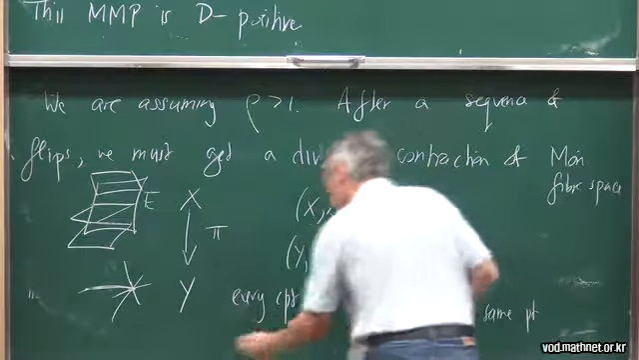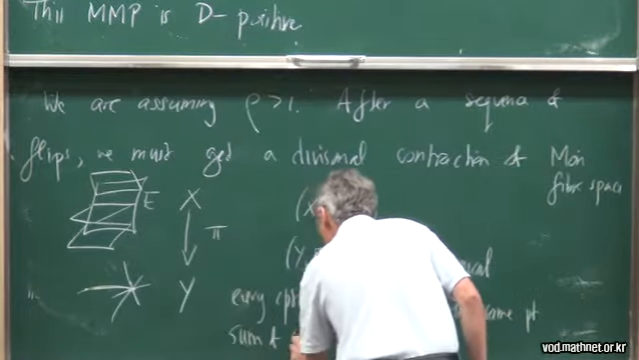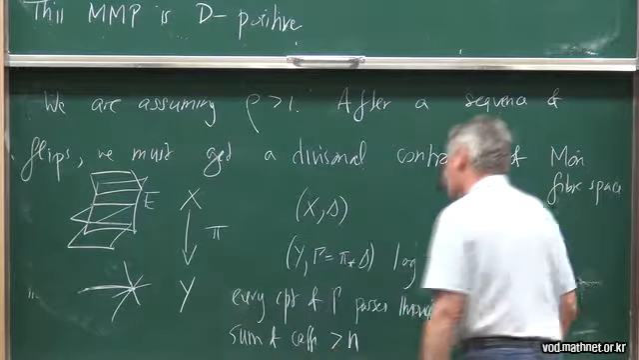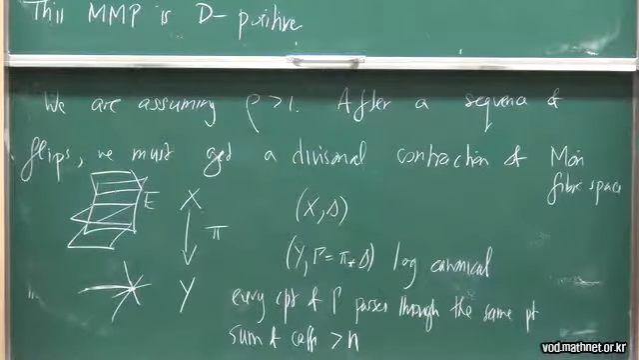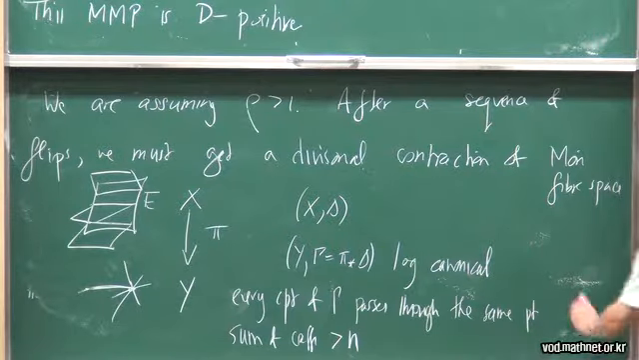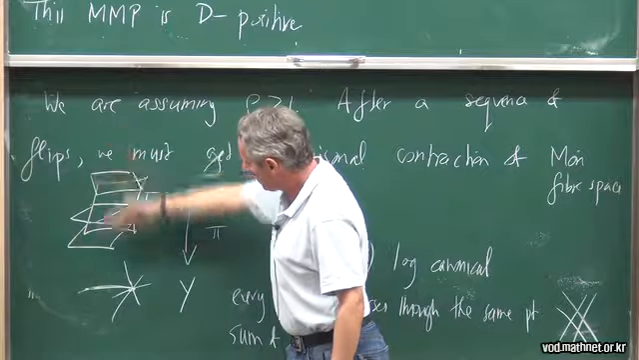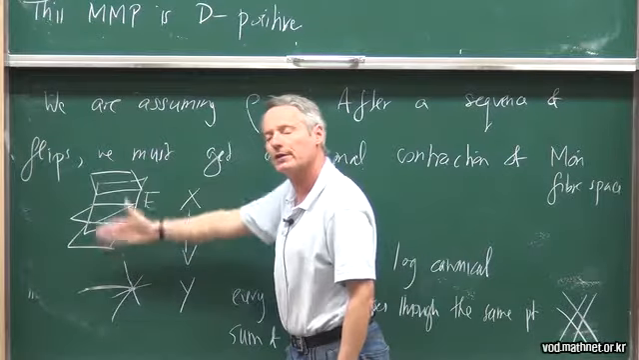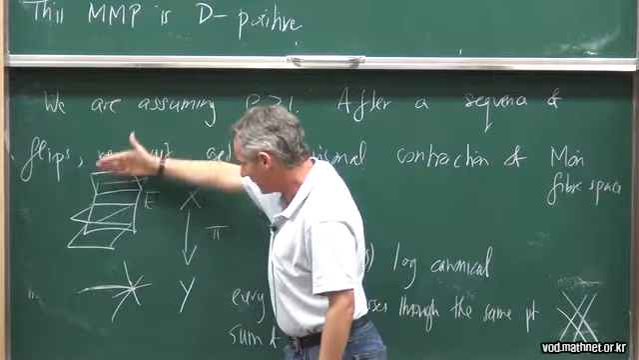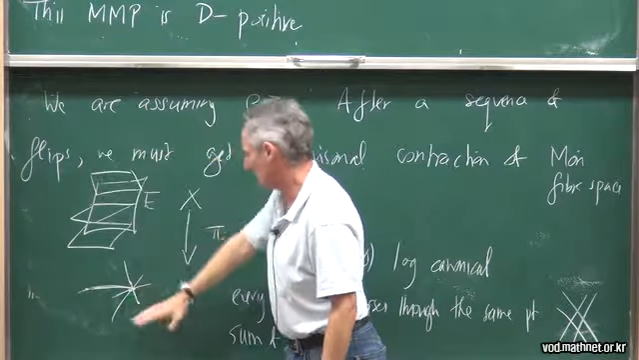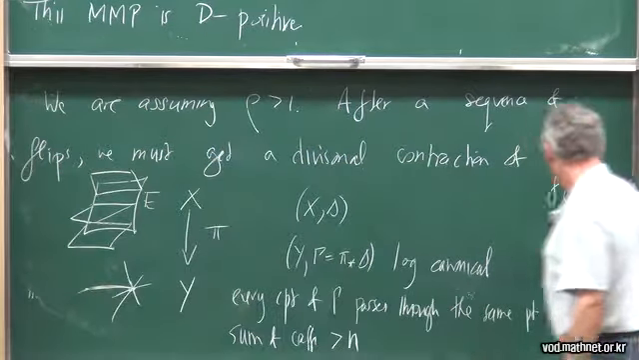And the sum of the coefficients is greater than n because the complexity is less than 1. But that's a contradiction. That's impossible. There's no way that the components of gamma can all pass through the same point, so there's no way that every component of D was positive for this extremal contraction. There's no way that they could have all met the general fiber of E down to whatever it's mapping down to. So that's a contradiction.